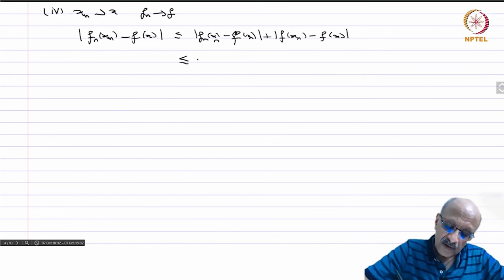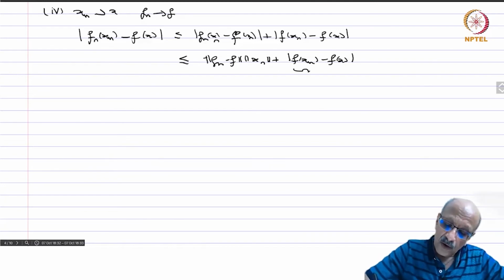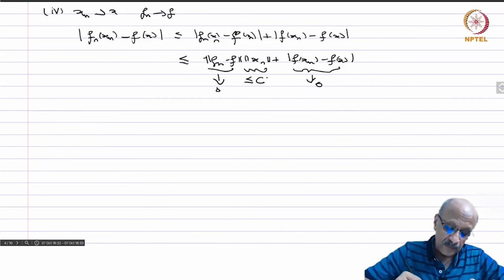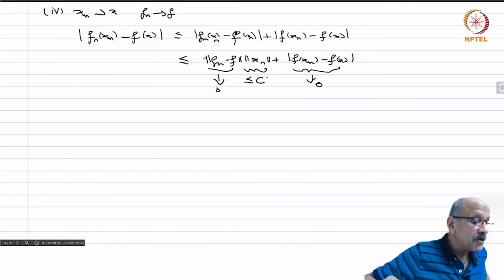The first one is less than or equal to norm fn minus f times norm xn plus mod f of xn minus f of x. Now by the first part of this proposition, this goes to 0 since xn goes to x weakly, and then this goes to 0 and this is bounded by part 3, and therefore the whole thing goes to 0 and we have what we want. Okay. So this proves this proposition completely.